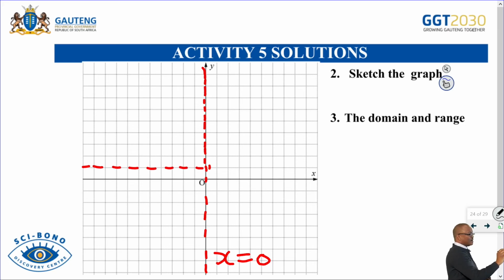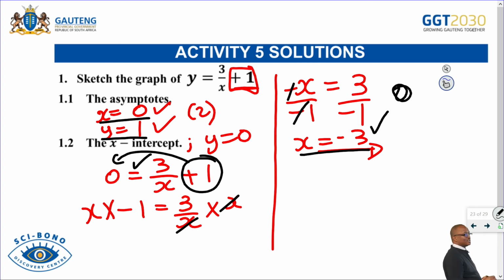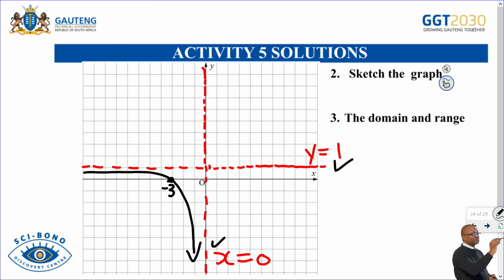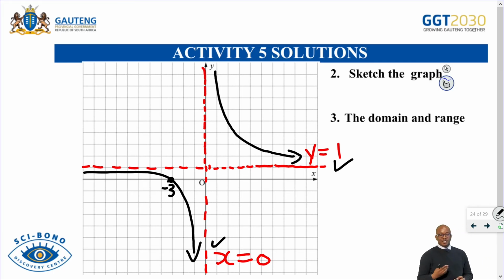Then we have another equation of the asymptotes where y is equal to 1. So that's how you get the asymptotes. Correct? From there, we calculated the x-intercept, which is negative 3, so we have negative 3 here. Then for us to sketch this graph, we're going to have a shape like this. So that's how you sketch this type of graph.